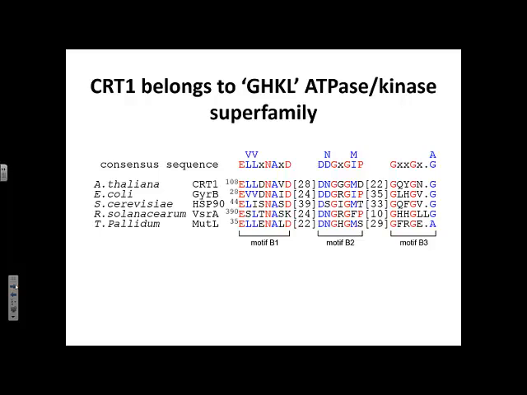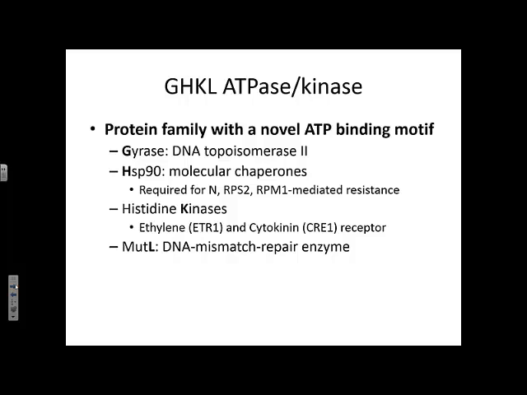First, we found that after all this map-based cloning, we realized that the mutation is in CRT1, and that belongs to the GHKL ATPase superfamily. And we found that this CRT1 has all the conserved domains that are necessary for ATPase activity. What is this GHKL? That's actually just a name from the founding members of the ATPase family: gyrase, Hsp90, histidine kinase, and MutL. That's why we call it GHKL.